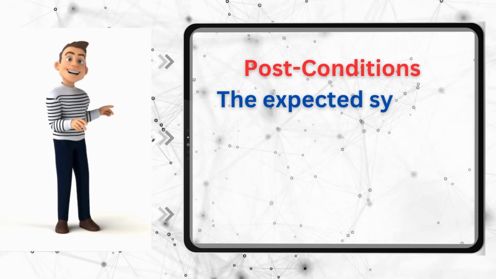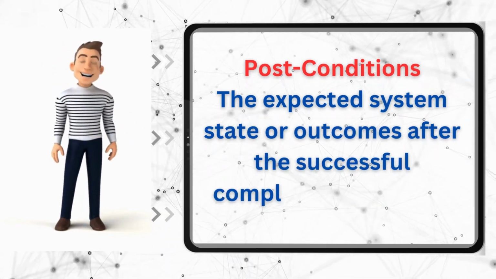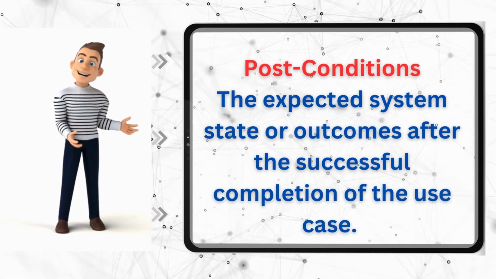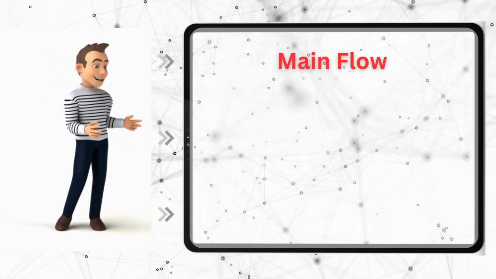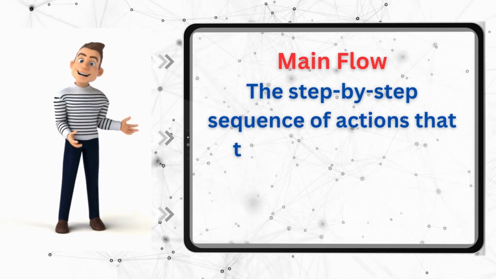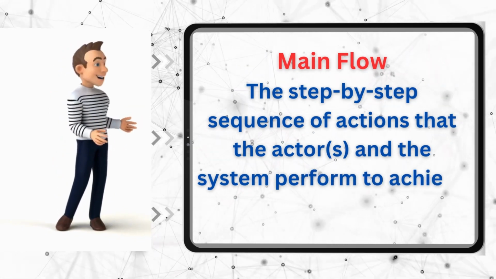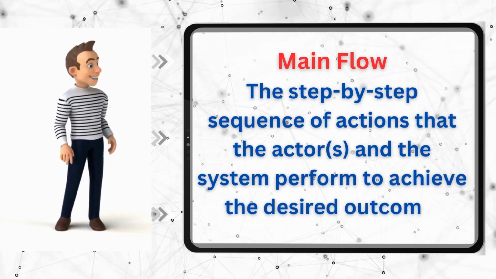Post-conditions. The expected system state or outcomes after the successful completion of the use case. This describes the changes or results that should be observed. Main flow. The step-by-step sequence of actions that the actors and the system perform to achieve the desired outcome. It includes interactions, decision points, and any necessary validations or inputs.